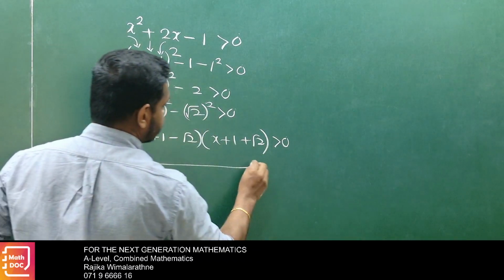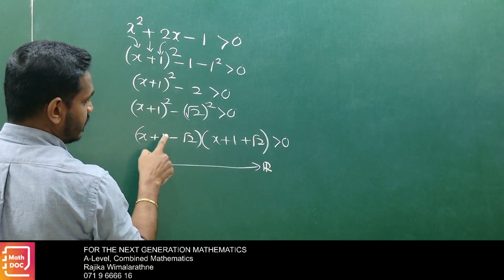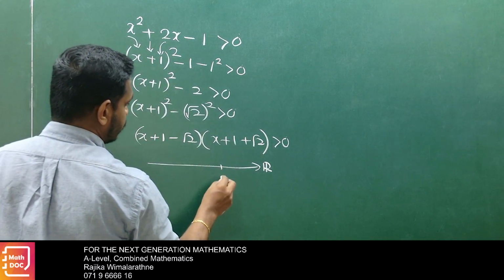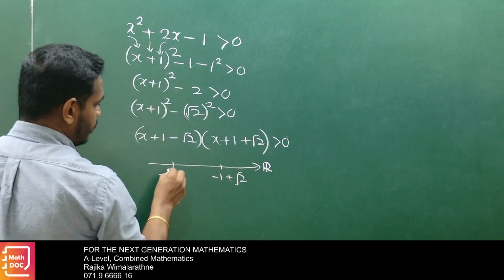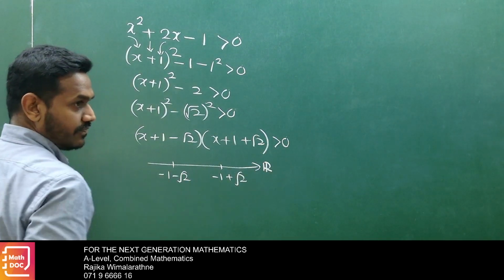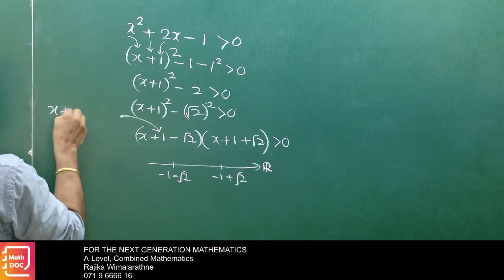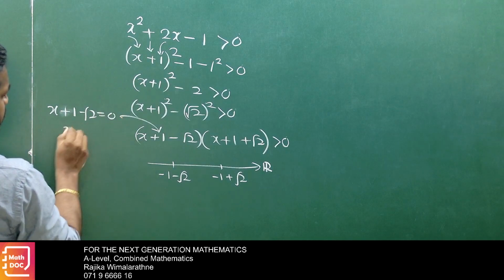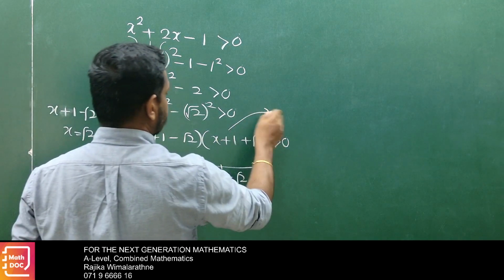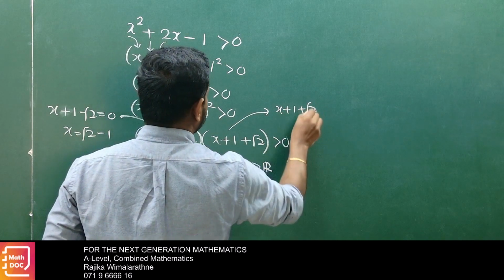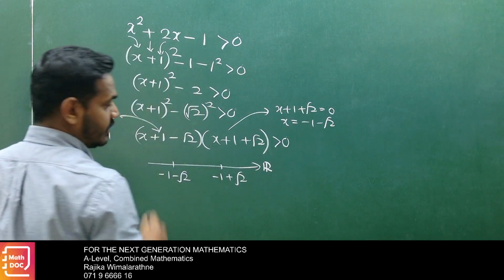Then to evaluate this one, for this factor's zero value, x equals −1 + √2. And here the factor's zero value is −1 − √2, no? So this factor zero means x + 1 − √2 = 0, then x = √2 − 1, here it is. And here this factor zero means x + 1 + √2 = 0, x = −1 − √2, here the value.